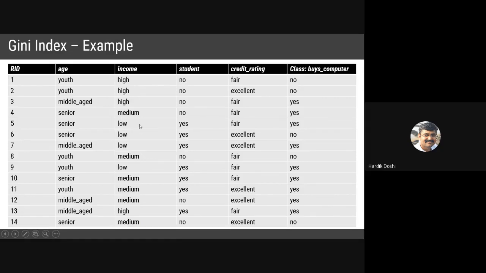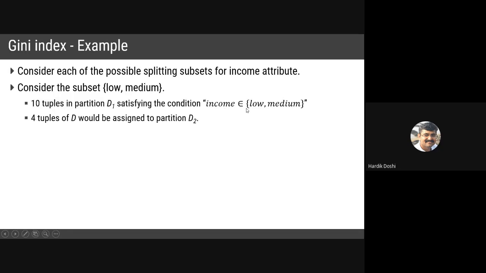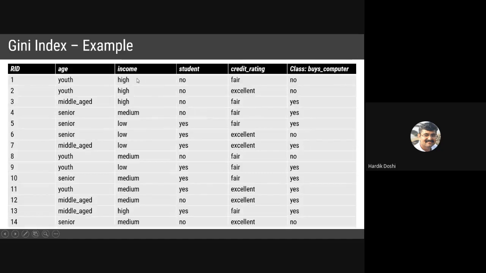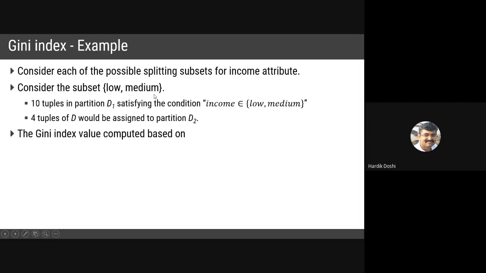We need to compute the Gini for that first subset, low and medium. So 10 tuples for income low, medium. Out of 14, the remaining 4 will be assigned to D2. Can you tell me from this which are the 4? All for high income: 1, 2, 3 and 4. So the rest, 4 tuples of D, belong to the D2 set.